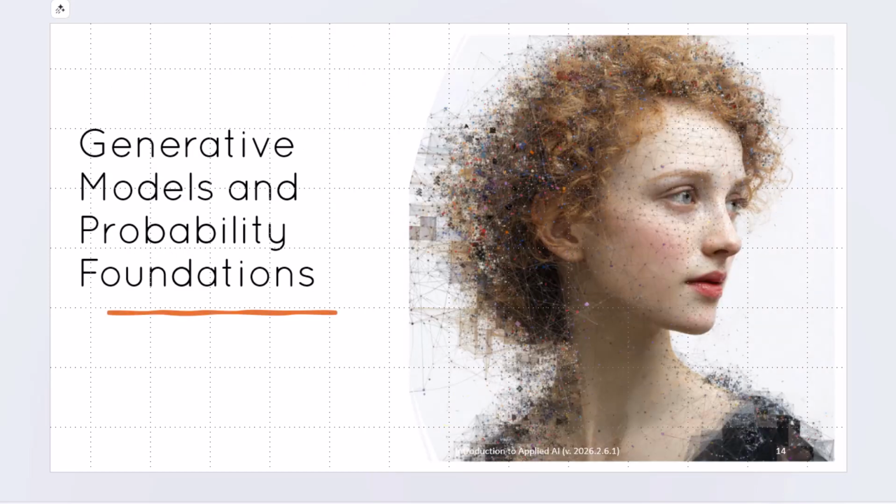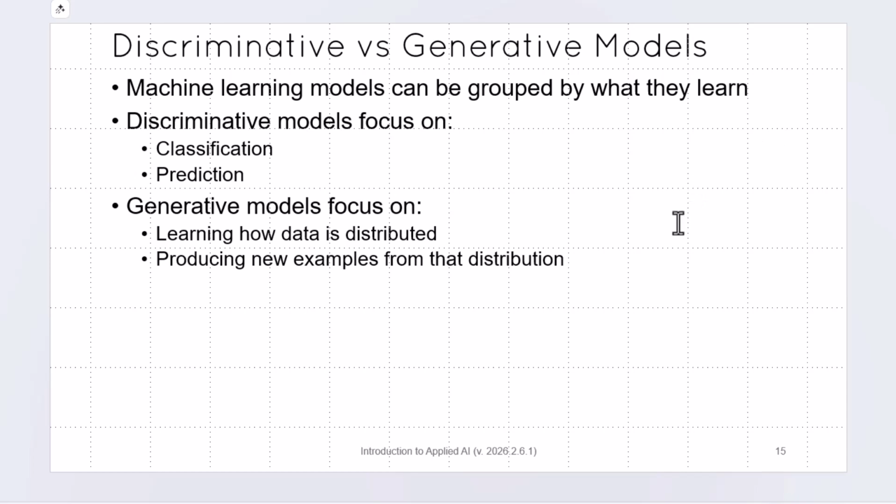So, generative models and probability foundations. We have to distinguish between discriminative and generative models. Machine learning models can be grouped by what they learn. Discriminative models focus on classification and prediction.